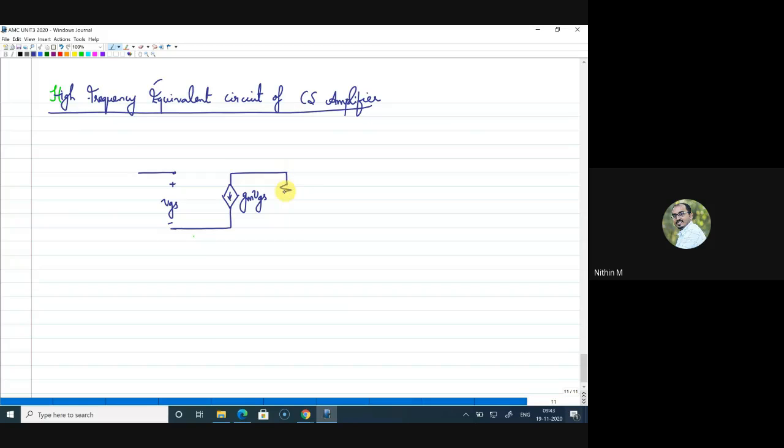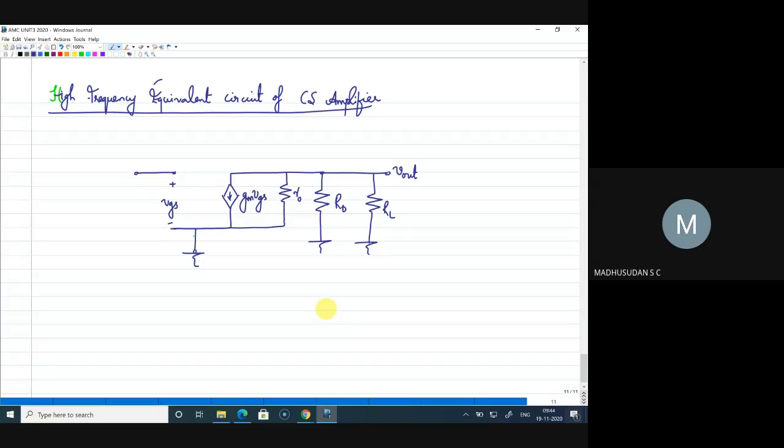So let me first complete the equivalent circuit of the MOSFET. This is the equivalent circuit of the MOSFET with r naught. Now I have to come to RD and RL. RD and RL, very good. So this should be grounded. This is RD, and this is RL, and this is your output Vout. And R1 parallel R2.